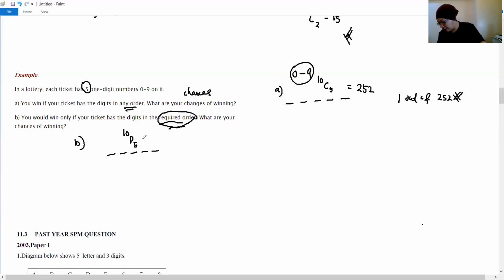So 10P5, how much will you get? 10P5 is 30,240. So the answer is 30,240 ways of arrangement for 5 digits. Now what are your chances of winning? Your chances of winning will be 1 out of 30,240.